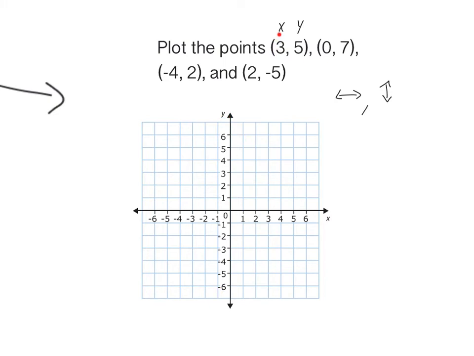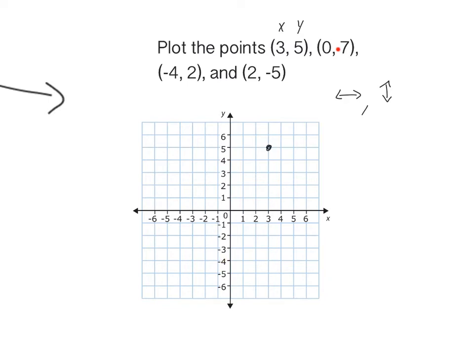So we do the 3 first in this case, and it's going to be either a left or a right move. As you notice, if you go left, they're negative numbers. If you go right, they're positive numbers. So (3, 5) would be right 3 and then up 5. So the point would be right there. You guys are doing your notes on graph paper anyway, so you're going to have these grids almost available to you. You're just going to need to sketch on your x-axis and your y-axis.